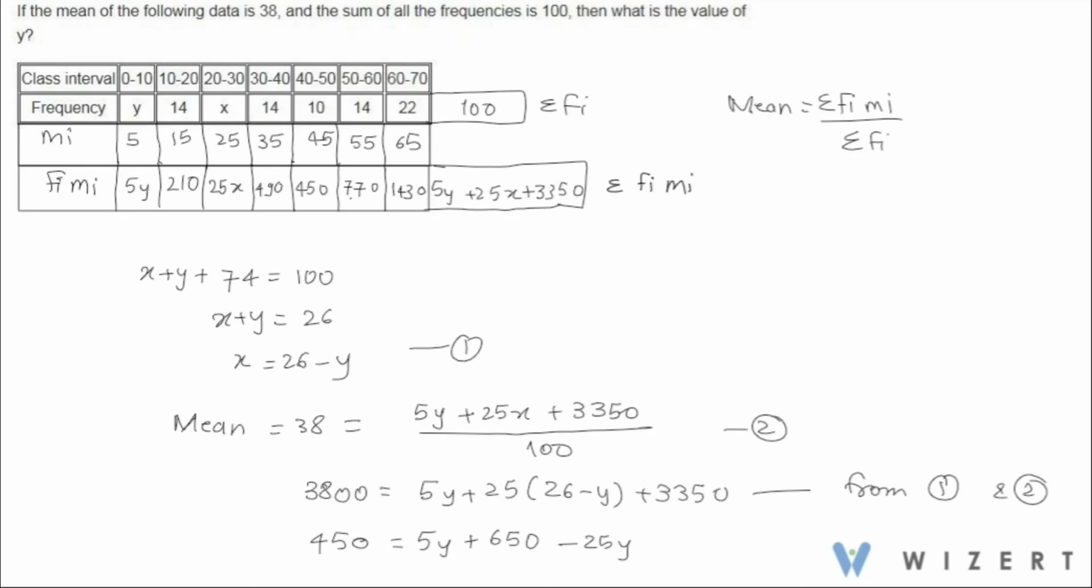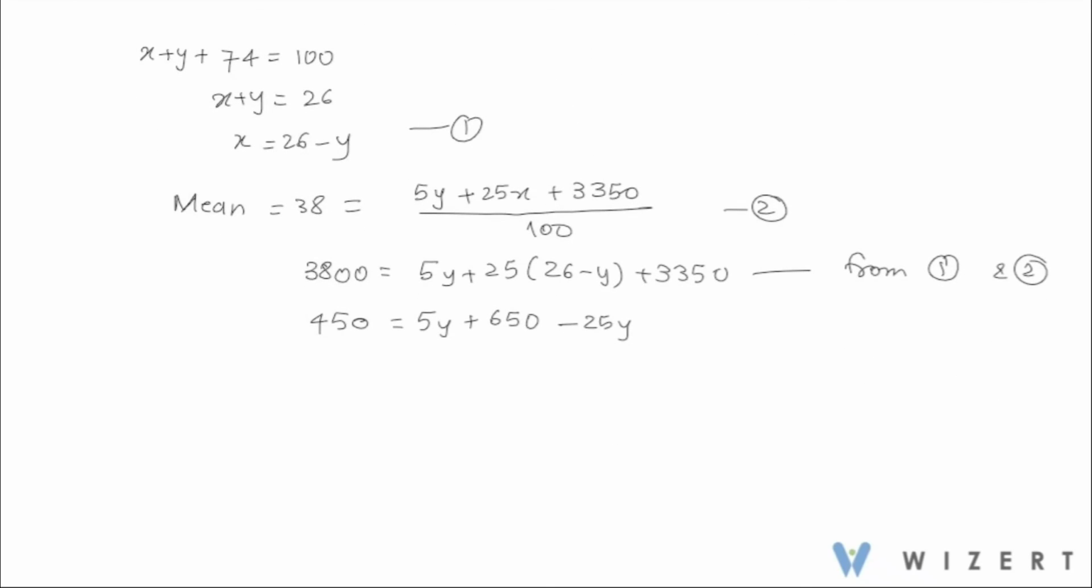So let's find what happens next. We can take y terms on the left side and numeral terms on the right side. So we have 5 minus 25, which is minus 20y. So when we take it to the left hand side, we get 20y equal to 650 minus 450, which is 200. So we get y equal to 10. So we got the value of y as 10. This is the answer.